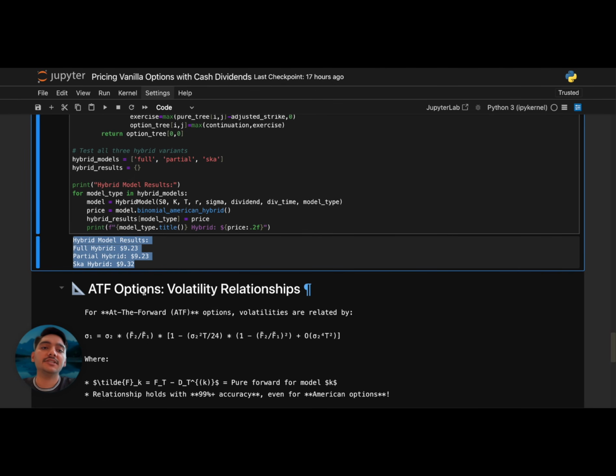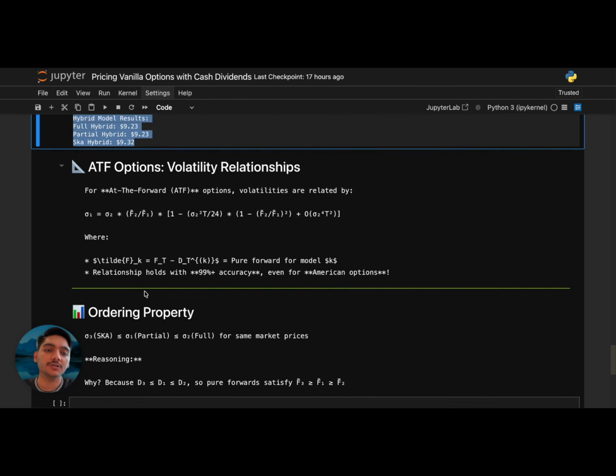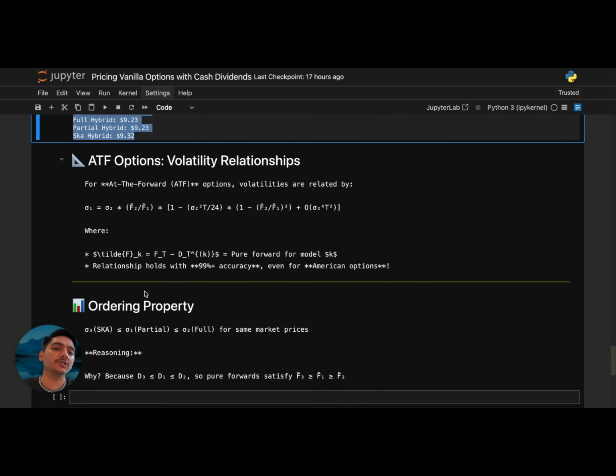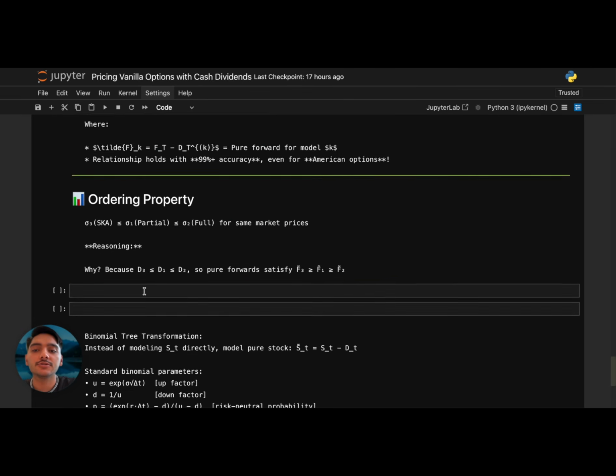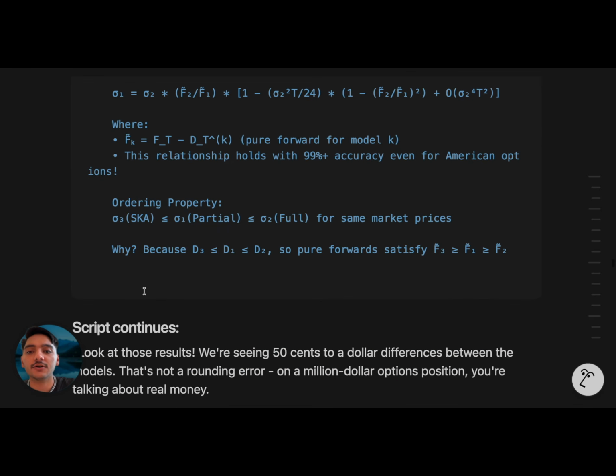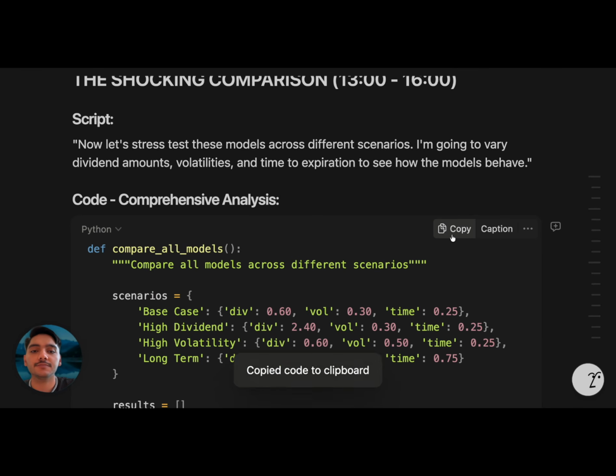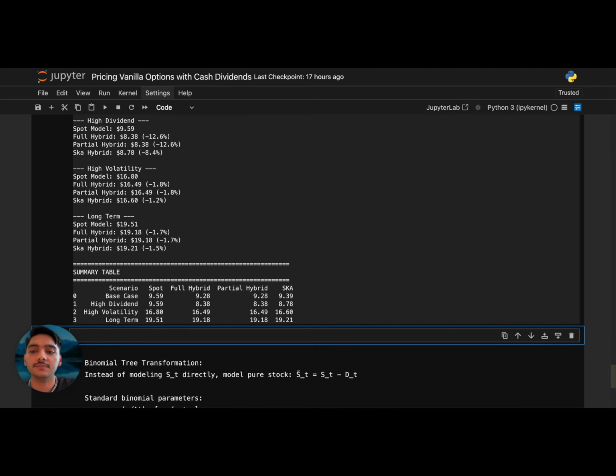So now let's stress test this model across different scenarios. I'm going to vary different amounts of volatility and the time to expiration to see how the model behaves. I have already prepared the code, so I will be using it so that we don't waste our time. Let's just compare the models.